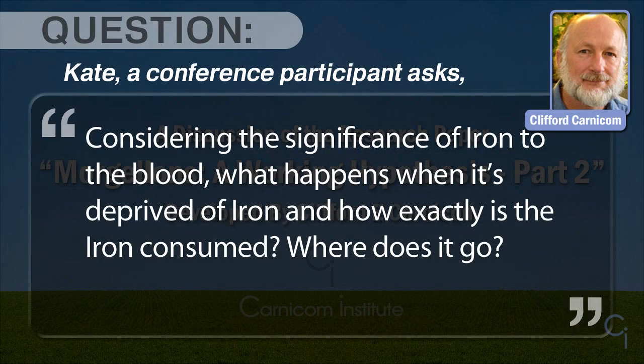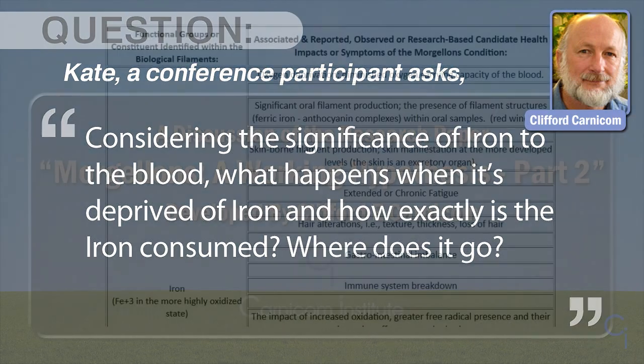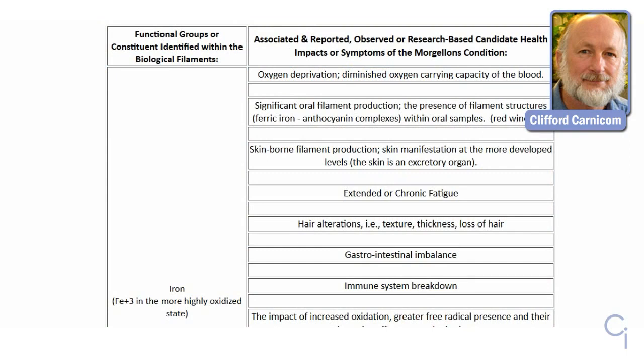Kate, a conference participant, asks, considering the significance of iron to the blood, what happens when it's deprived of iron, and how exactly is the iron consumed? Where does it go? If iron is taken away from the blood, then there'll be questions, well, where does it go, right? Now, we might presume that, yes, it goes in to support the growth of this organism, but what if other things happen that we don't know about? What if the iron were to somehow increase in the body in a free form? And if it did, then what oxidation state might it be in?